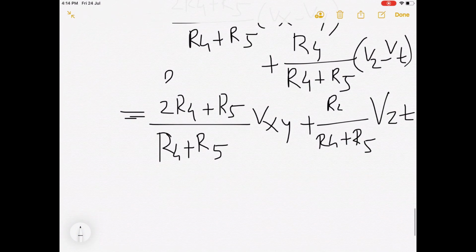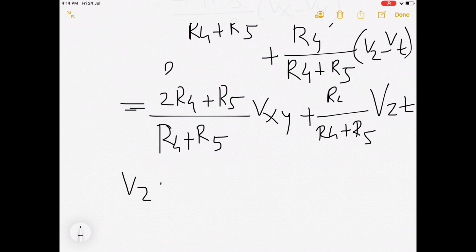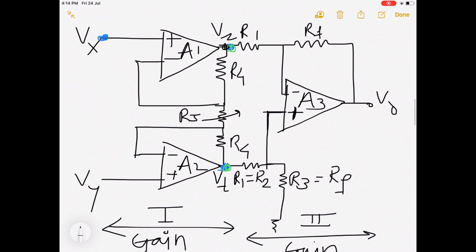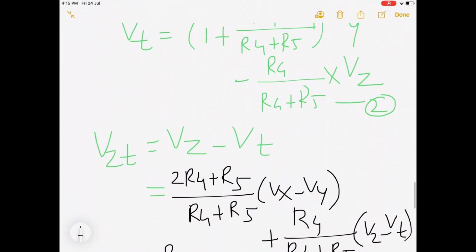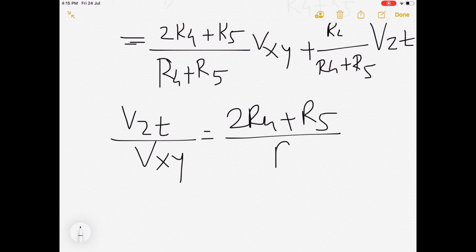Okay. Now calculate the gain of this first stage. So gain is what? Gain is Vzt divided by Vxy. If you look at this diagram, you will get the gain. First stage gain is Vzt divided by Vxy. So I am taking the ratio of that. So it will be Vzt by Vxy equal to 2R4 plus R5 divided by R5. This is the gain of the first stage.